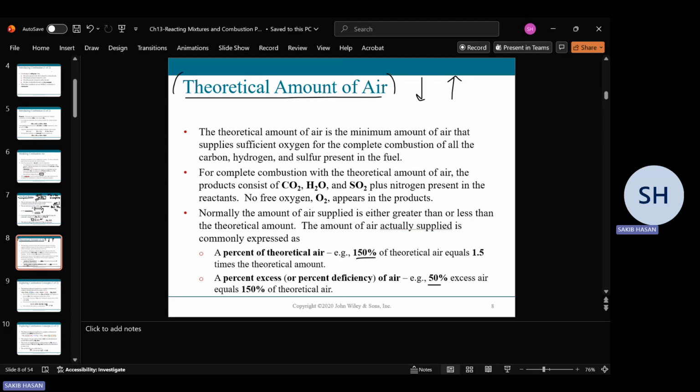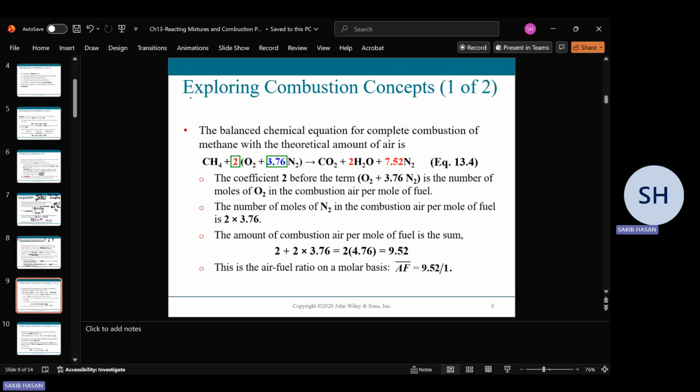Also, by the end of the reaction, there shouldn't be any free oxygen, which just means that the reaction is complete. Okay, so on to the next part, exploring combustion concepts. After we write down the balanced equation, as we've mentioned before, we usually include nitrogen in our chemical reaction, even though it's not reacting.